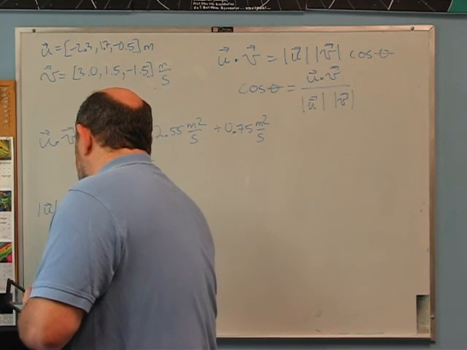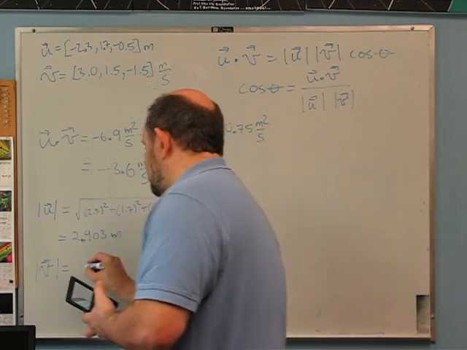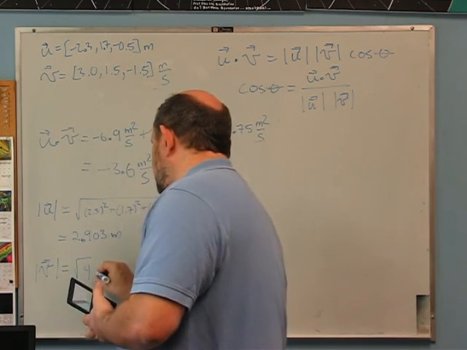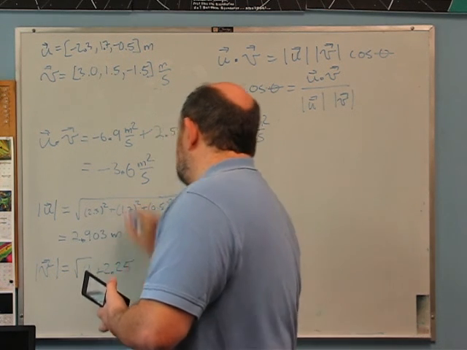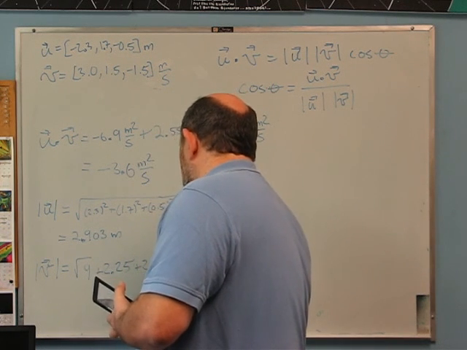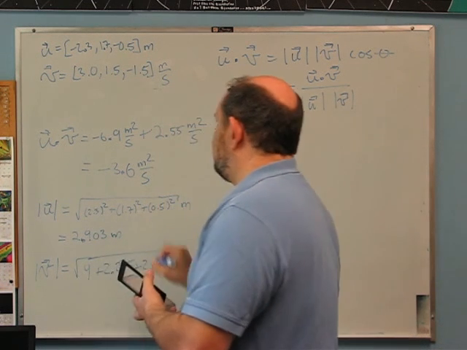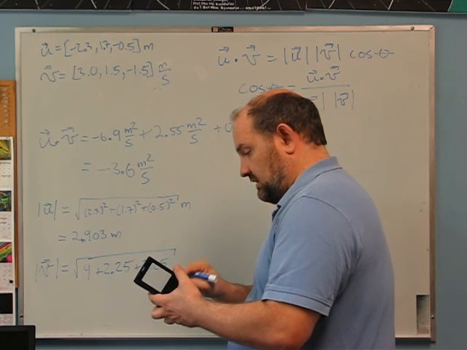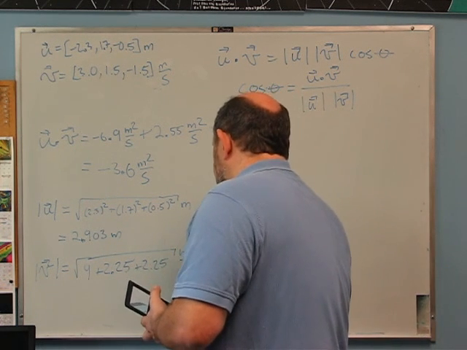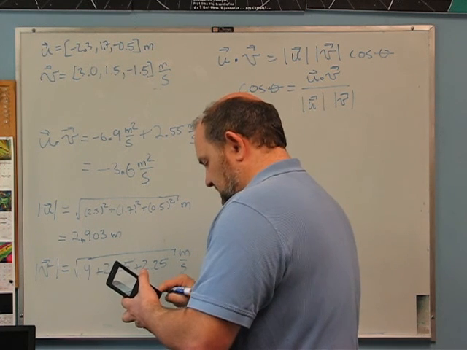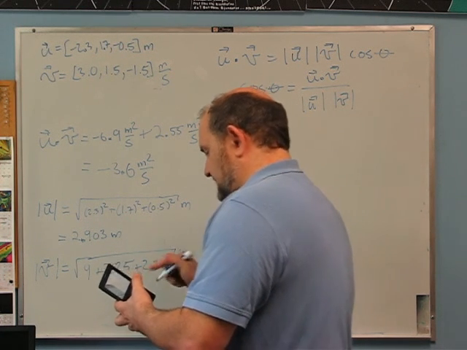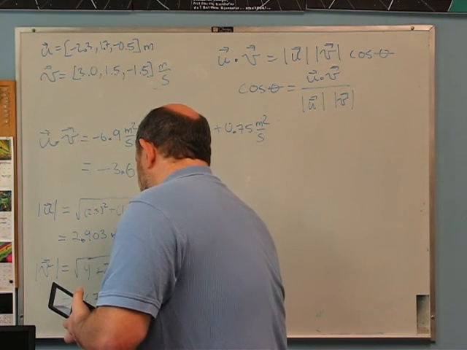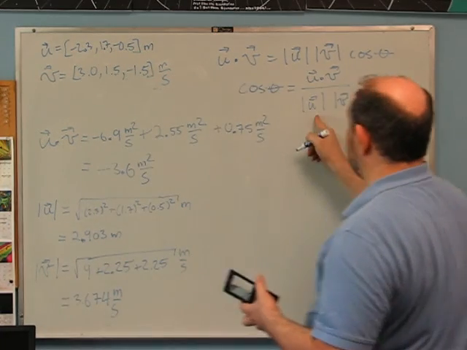And the magnitude of v, I think we did this once before. Who knows? I can't remember that far back. 3 squared is 9. 1.5 squared is 2.25. And I have another one. I just happen to remember that 1.5 squared, let me see if I really did that right, yes, is 2.25 meters per second. So if I add those three together, 2 times 9 plus, square root, I get, yes, I did do this before, 3.674 meters per second. And so now that I have these three numbers, I can plug them in here.